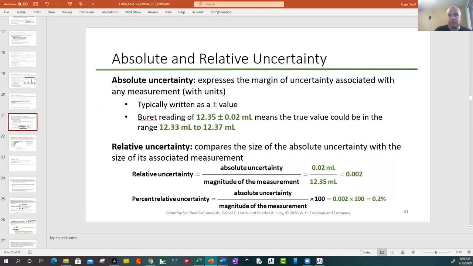So the absolute uncertainty has the unit of the answer, right? So a direct reading of 12.35 plus or minus 0.02 means that the true value could be between 12.33 and 12.37. But our best guess is that it's 12.35. Now, the relative uncertainty is a unitless value, and it's normally expressed in percent. So in this case, 0.02 over 12.35, the relative uncertainty is 0.002, which is 0.2%.